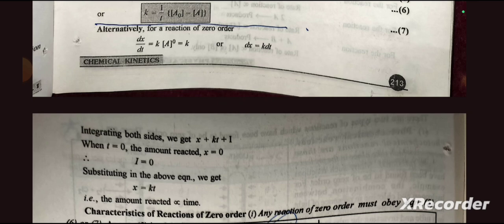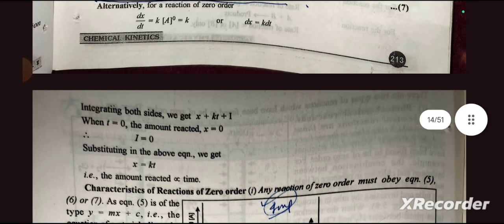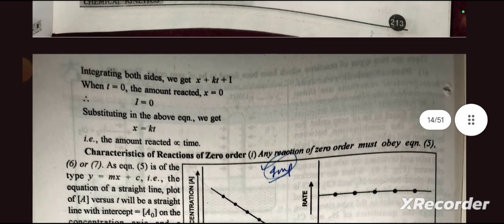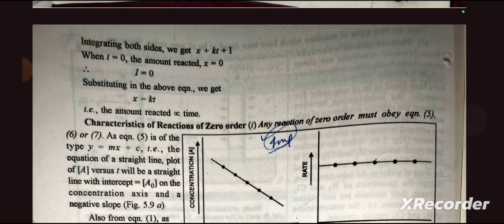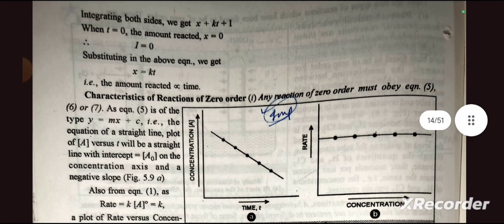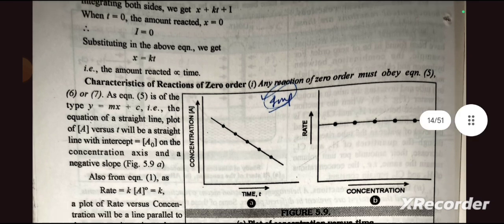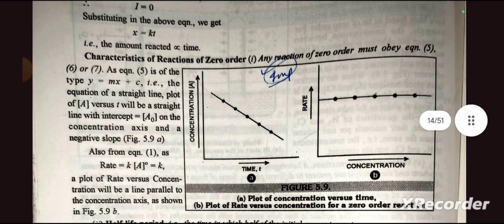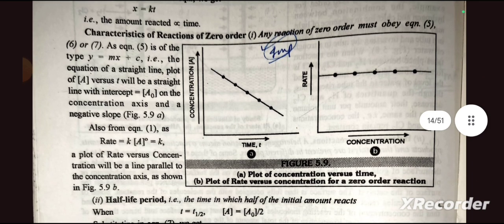Alternately, for a reaction of zero order, dx by dt is equal to k A naught, which is equal to k, or dx is equal to k dt. Integrating both sides, we get x is equal to kt plus I. When t is equal to 0, the amount reacted x is equal to 0, so I is equal to 0. Substituting in the above equation, we get x is equal to kt, that is, the amount reacted is directly proportional to time.